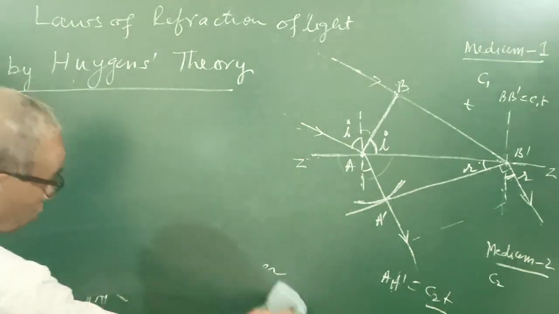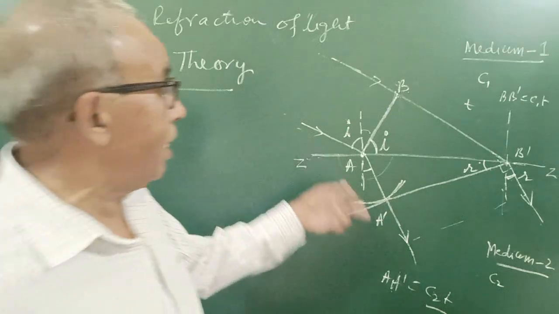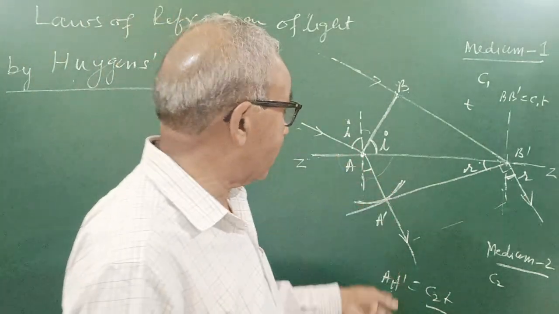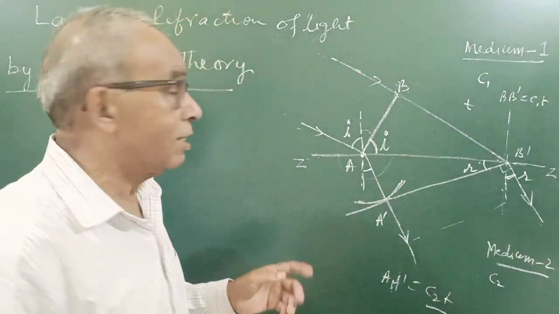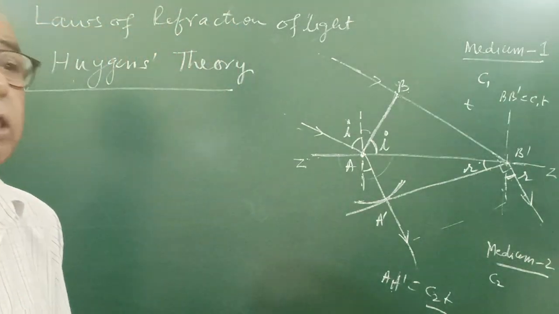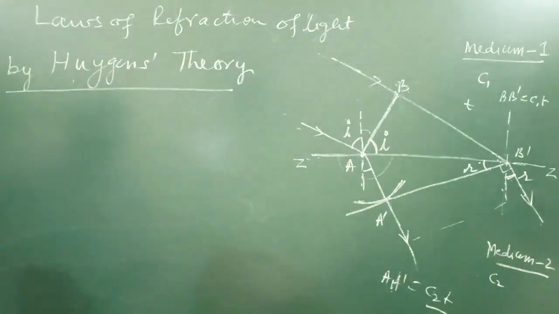Now I want to prove laws of refraction. Now laws of refraction, you know: incidence ray, refracted ray and normal all lie in the same plane. First law. Second law, sin I upon sin R equal to constant which is called index. Now in this figure we will first prove second law.